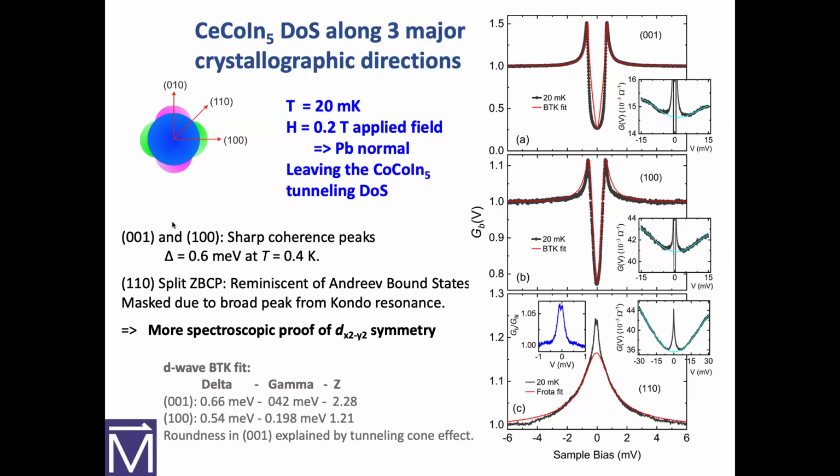Maybe I should have given more, I thought I was going to have all experts here. You actually do expect a peak in the tunneling density of states in the 110 direction. That is a measure of the sign change of the order parameter. Anybody want a quicker explanation of that?